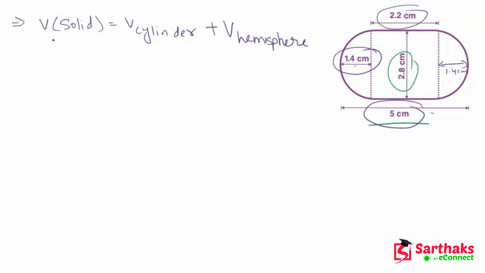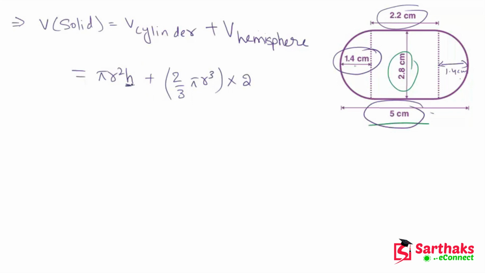Okay, so the volume of the solid is what? If we add the volume of the cylinder and the volume of two hemispheres, then we get the entire volume. So what is the volume of the cylinder? We know that this is pi r square h. And what is the volume of a hemisphere? We know that this is 2/3 pi r cube. And here are two of them, so we have to multiply by 2.